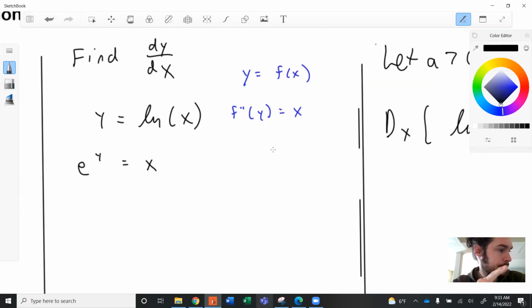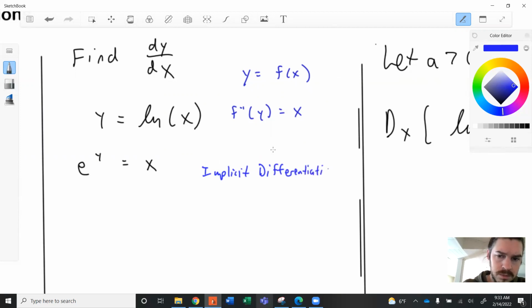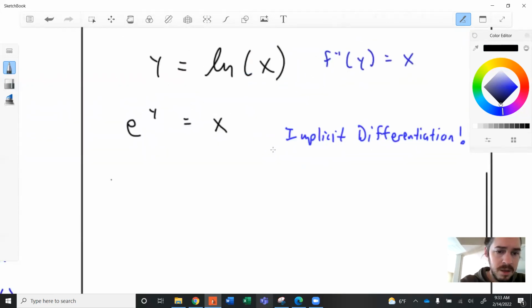All right, so now we're going to do implicit differentiation, which is why we've waited until now to do this video. Because we needed to introduce implicit differentiation in order to do this one. So we're going to do the derivative with respect to x on both sides.